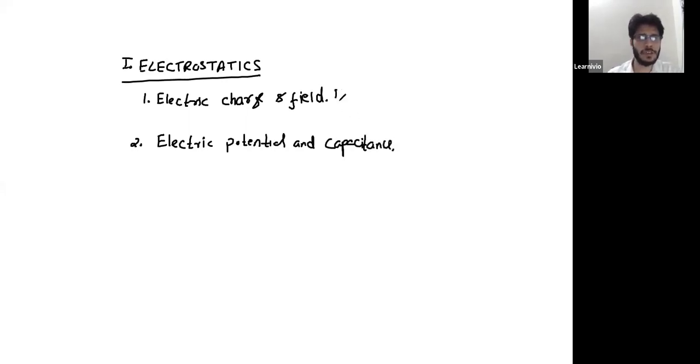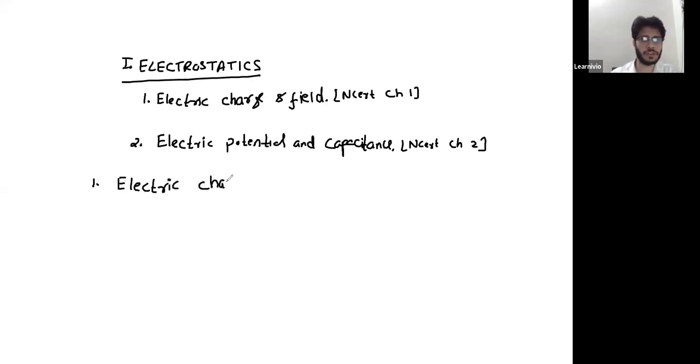So electric charge and field is basically chapter number 1 of NCERT. And this electric potential and capacitance is chapter number 2 of NCERT. Yesterday, we started with chapter number 1, that is charge and field. We have started electric charge.